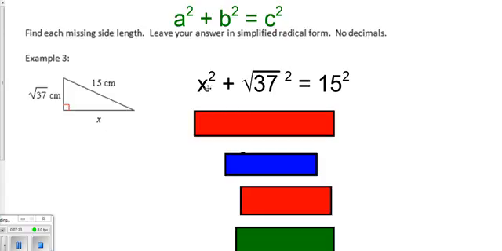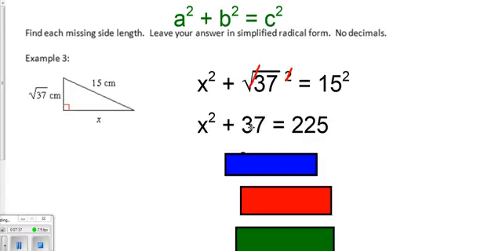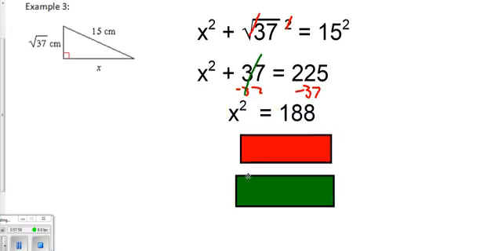Plugging it into the Pythagorean theorem, we get x squared plus square root of 37 squared. This was a, this was b. A squared plus b squared equals 15 squared, or c squared. Now, like before, we can remember that squaring a square root, they just cancel each other out. So this is now x squared plus 37 equals 15 squared, which is 225. Now we need to subtract 37 from both sides. These are going to cancel out, so now we just have x squared equals 188.